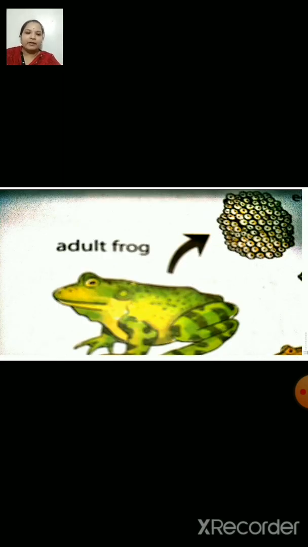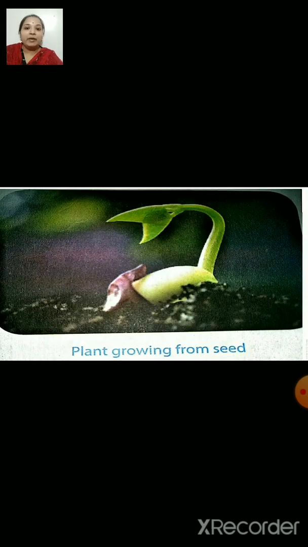Frog. Right, a frog also lays eggs from where the baby frogs come out. Now this is a plant growing from the seed. When a plant grows, most of the plants grow from the seed. When the seed gets soil, sunlight, water, etc., it grows into a small plant.